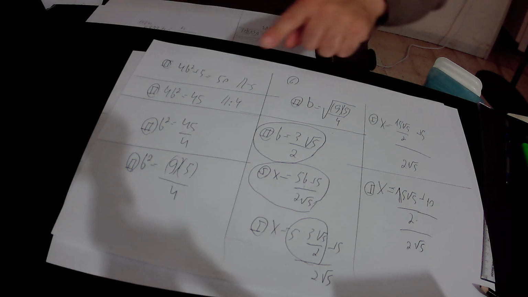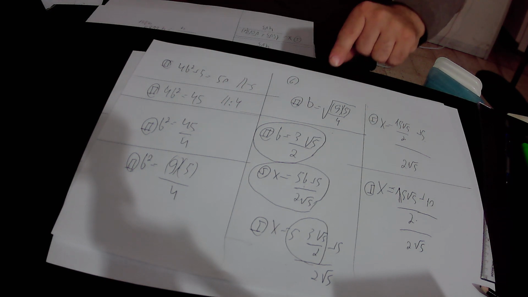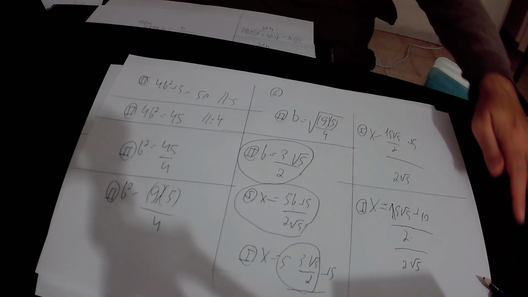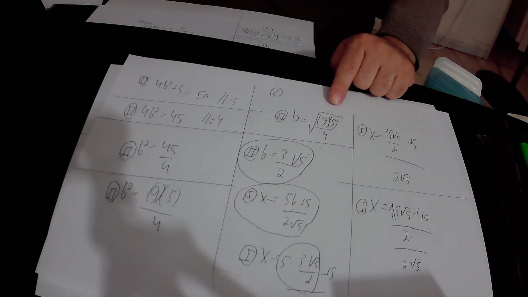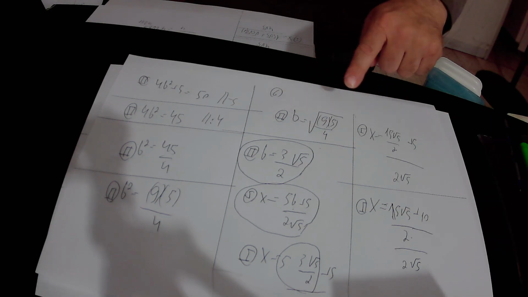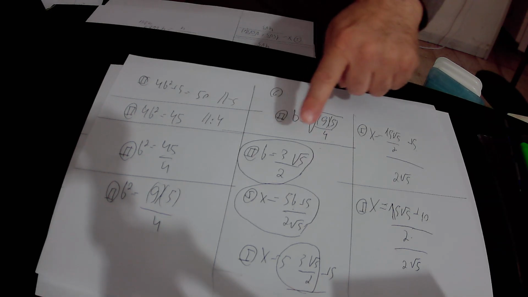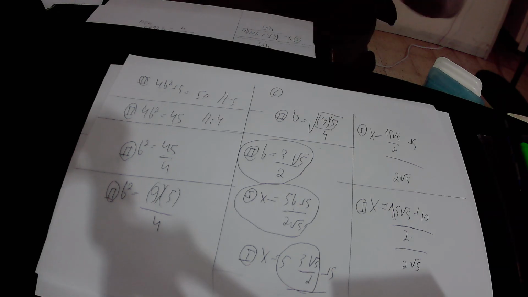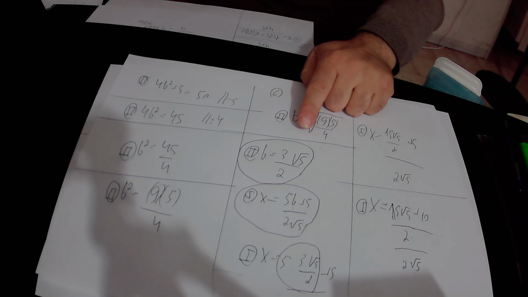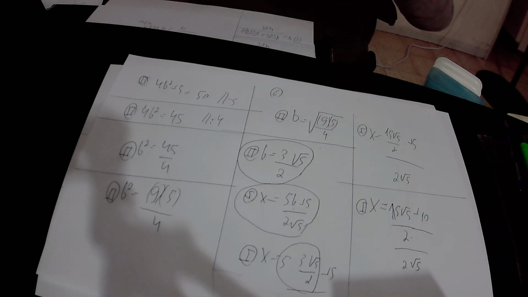Then we took the square root of this equation, equation number 2, and finally we found out that b equals to the square root of 9 times 5 over 4. So b equals to the square root of 9, that is 3, over the square root of 4, that is 2. Inside the root, we are left only with 5. So according to equation number 2, we found out actually that b equals to 3 times square root of 5 over 2. So we have the value of b in terms of numbers.